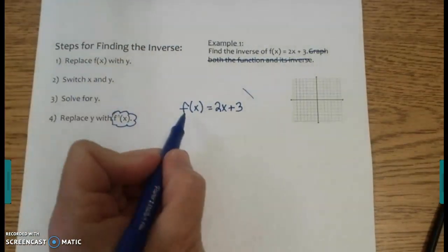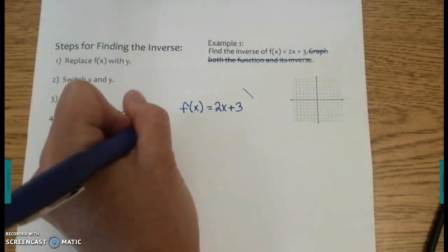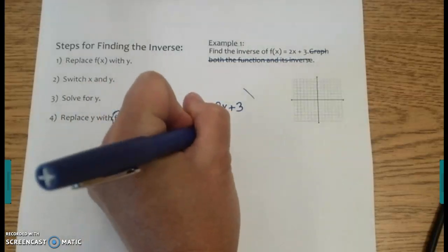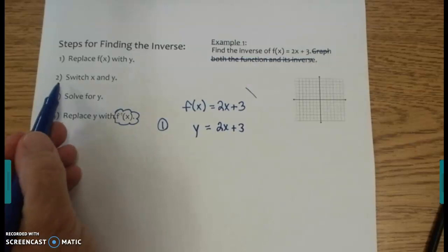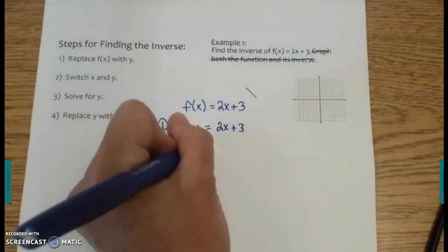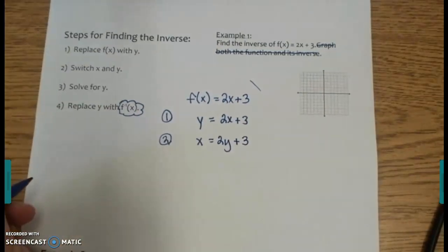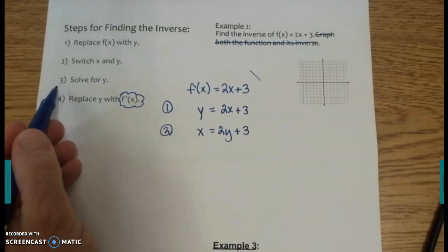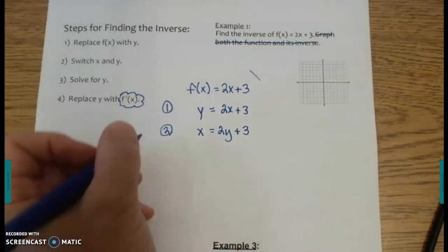Step 1 says replace this f of x with y. So step 1, we're going to rewrite it, replacing that f of x. Step 2, switch your x and y. So step 2, I'm going to switch places with my x and y. Step 3 says solve this equation for y. So we want to get y by itself.